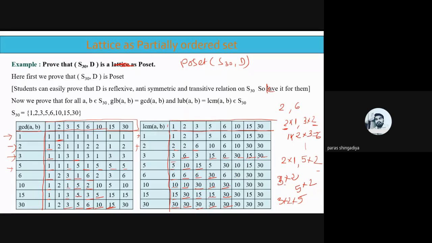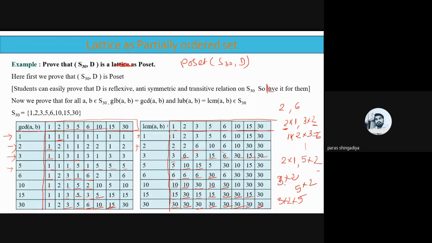Clear? And then after that, 10 with 10 is 10. 10 with 15 is 30. 10 with 30 is 30. So use it here: 30 and 30 again. 15 with 15 is 15. 15 with 30 is 30, the LCM. And here it is 30. And 30 with 30 is also 30.